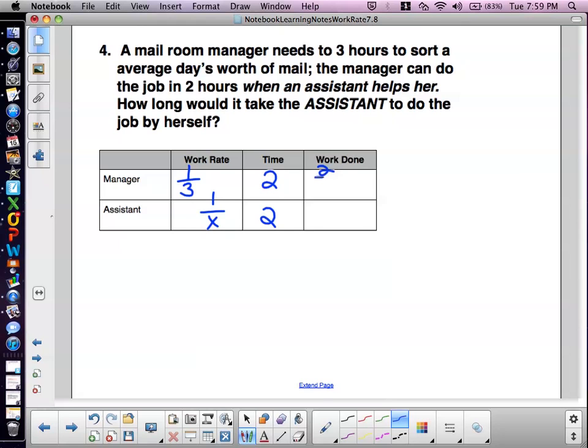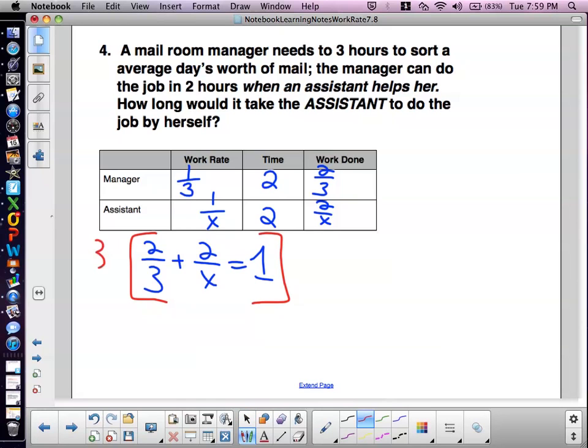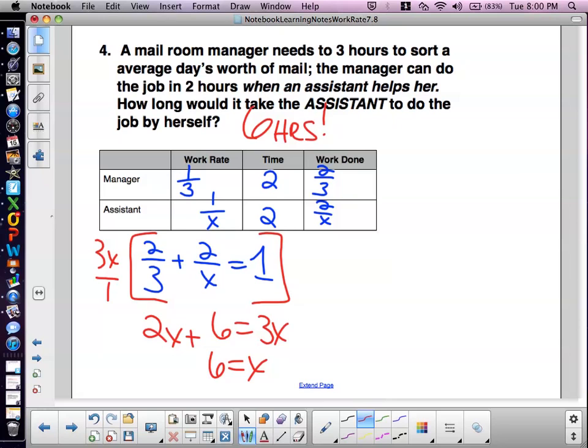So completing the chart and staying with the same process, the manager's rate for 2 hours, the assistant's unknown rate for 2 hours, working together gives one complete job. Using the LCD method, and then when I subtract 2x, 6 equals x, which means that the assistant could do the job alone in 6 hours.